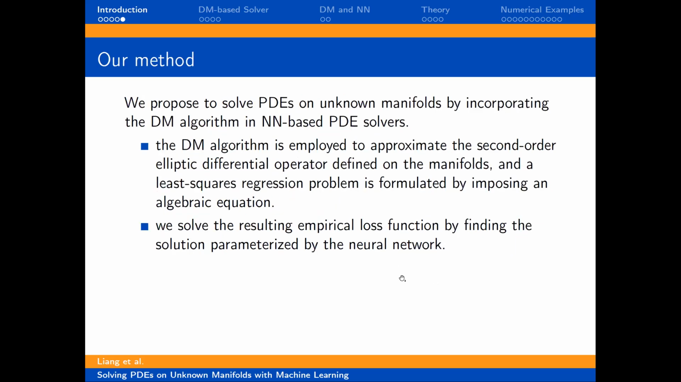In this talk, I will introduce our method to solve PDEs on unknown manifolds by incorporating the diffusion maps algorithm in the neural network-based PDE solver. Firstly, the diffusion maps algorithm is employed to approximate the second-order elliptic differential operator defined on the manifold. Then a least squares regression problem is formulated by imposing an algebraic equation. And then we solve the resulting empirical loss function by finding the solution parameterized by the neural network, using optimization algorithms like SGD and ADAM.